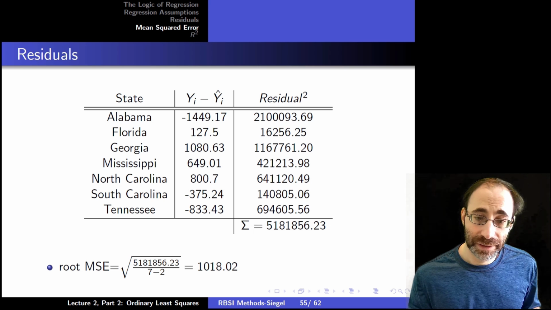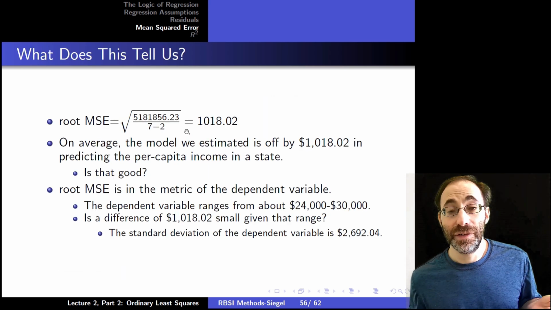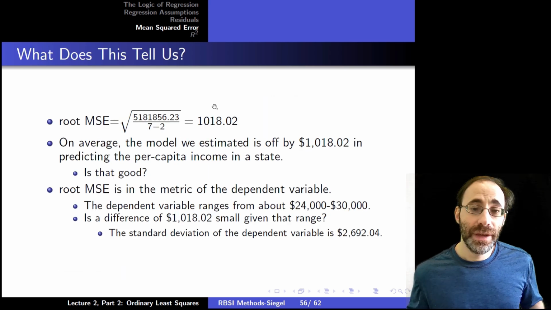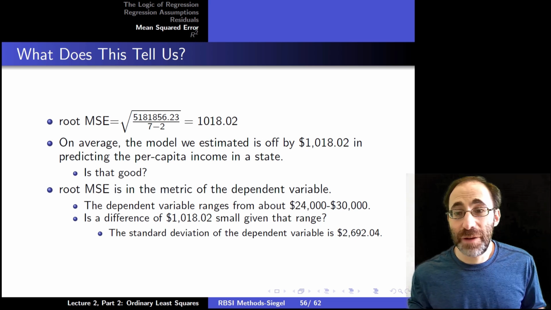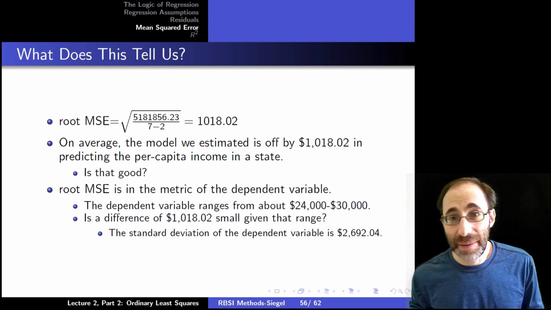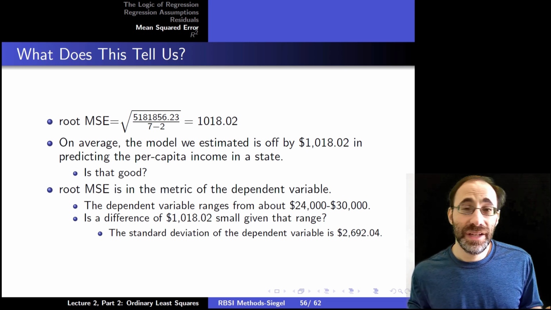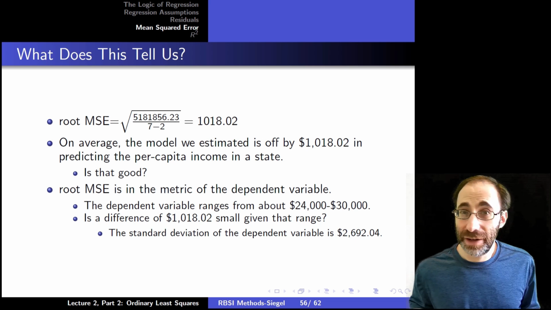What does that mean? Well, it means you have a root mean squared error of 1,000. On average, the model we estimated is off by about 1,000 in predicting the per capita income in a state. Is that good? It kind of depends on what you want the model to do.